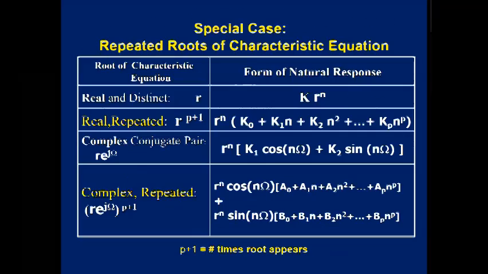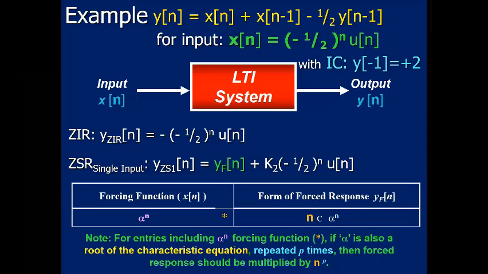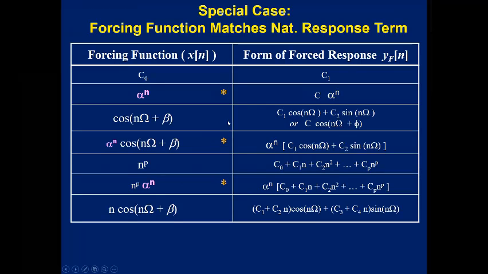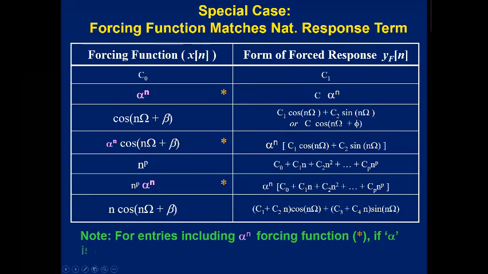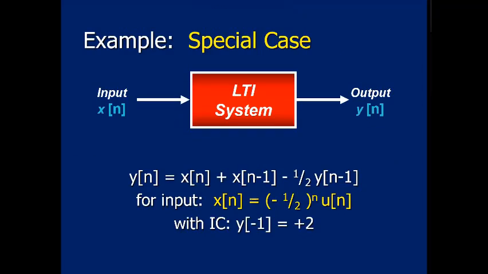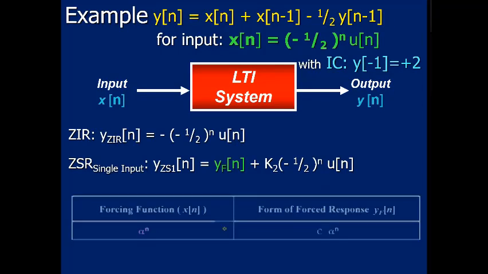If we scroll back to our table there, where the fine print was, that was where this extra caveat was coming in. If that alpha to the n is a solution of the characteristic equation, a root of the characteristic equation, repeated p times, so in our example it was repeated twice, then the forced response should be multiplied by n to the p, or n squared. And so that's what we were suggesting would happen in this particular case.